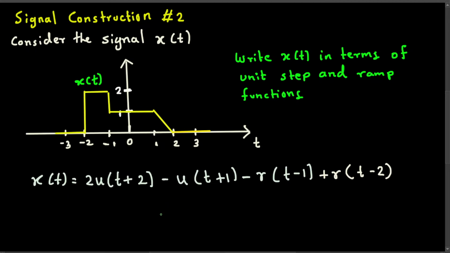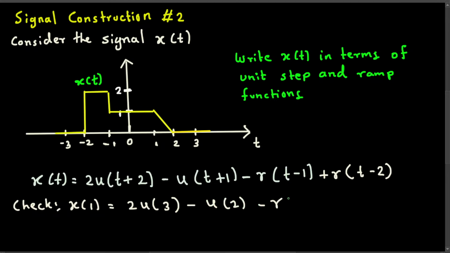Now we can always verify by plugging in some values. So we can check by putting some value, let's say x of 1. 1 is the time, so let's apply 1 for all the times in the function we derived. So 2 u of t plus 2, that's 1 plus 2, that is 3, and then minus u of 1 plus 1, that's 2, and then minus 1 minus 1, that's 0, and then 1 minus 2, that is -1.